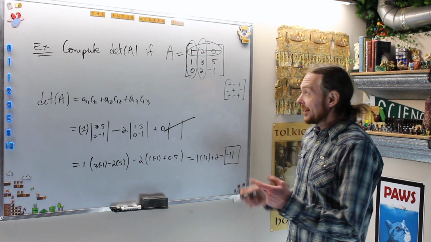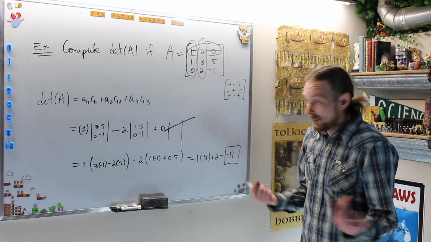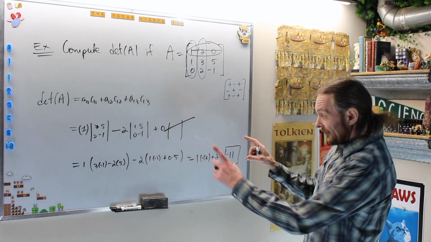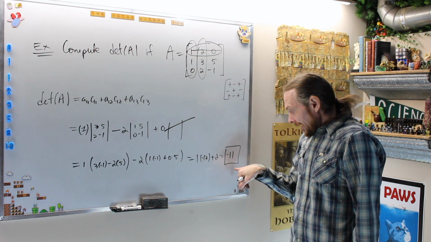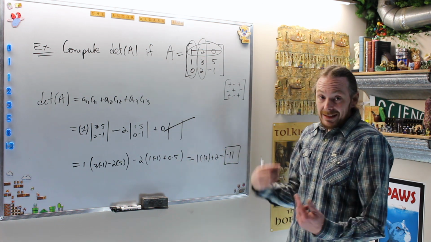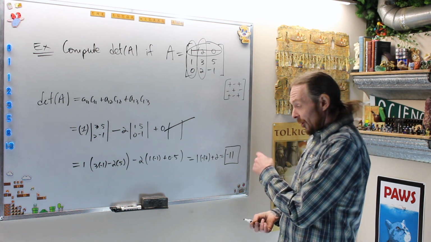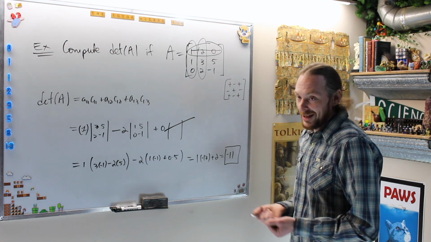You can check, and we'll do it along a different row or a different column and see what we get. This way, if I made a mistake, somebody can find it. I got negative 11 the first time. Let's see if I get the same number or a different one. If not, they're either both wrong or we'll have to check.